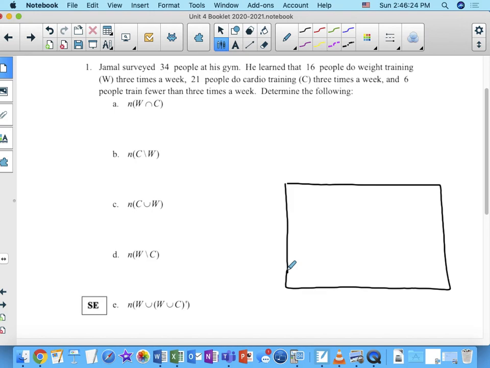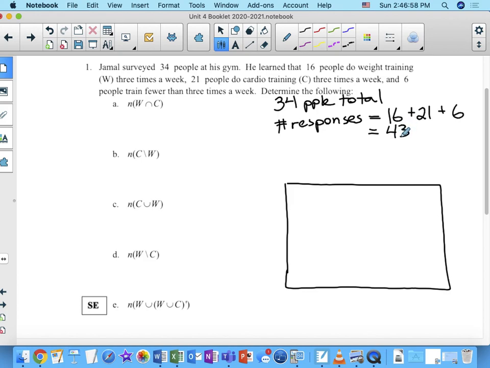And then we have to add our number of responses together. So 34 people total, right? Number of responses is 16 people do weight training, plus 21 people do cardio, plus 6 people do neither. And if you add those together, 21 plus 16 is 37, 37 plus 6 is 43. Okay, so we have extra responses. And the number of extra responses is going to be our overlap, right?